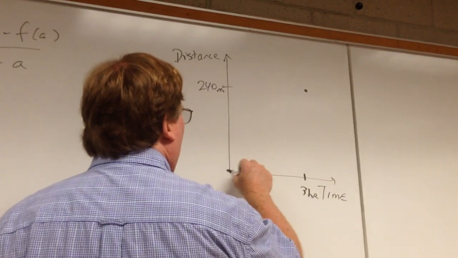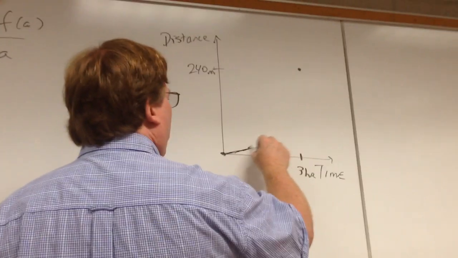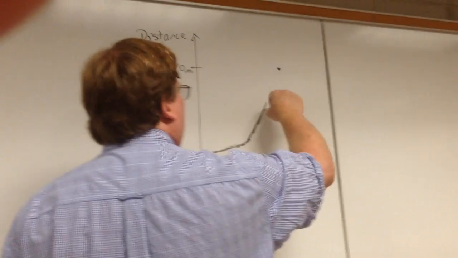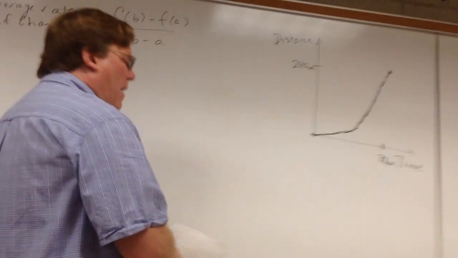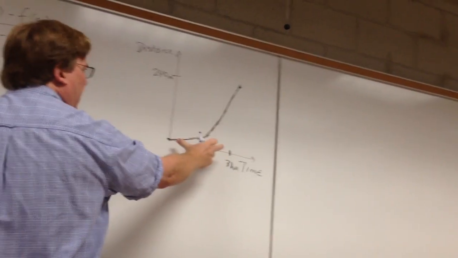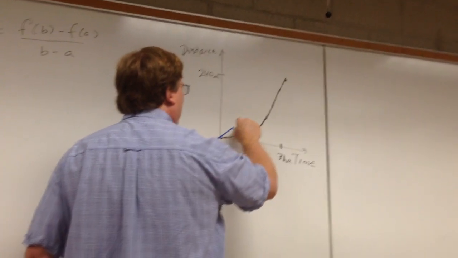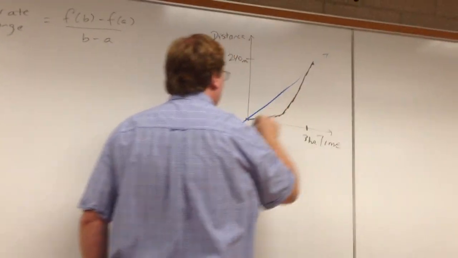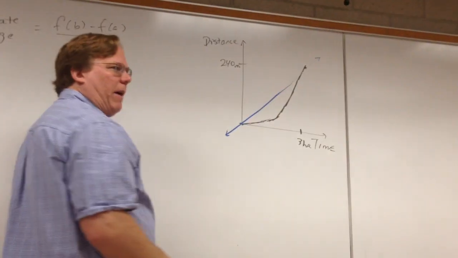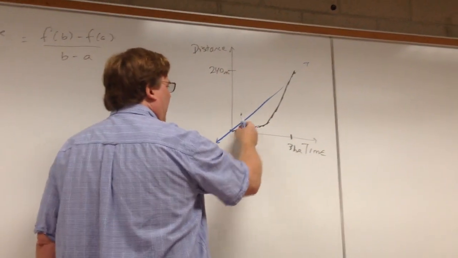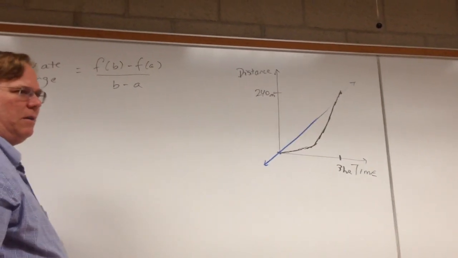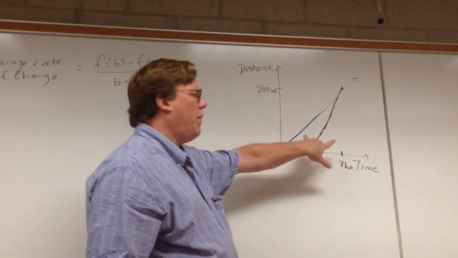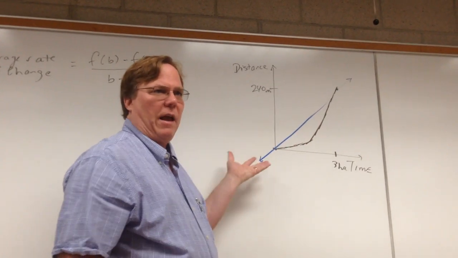So I start off driving and I'm going pretty slow. Then my wife takes over and she goes incredibly fast. And we get to Las Vegas in a jiffy. But the average speed is still 240 over 3. That is, the average speed is the slope of this secant line. Are you guys okay with that? The slope of the secant line joining the initial and final points ends up being the average speed, right? 240 miles over 3 hours, 80 miles per hour.